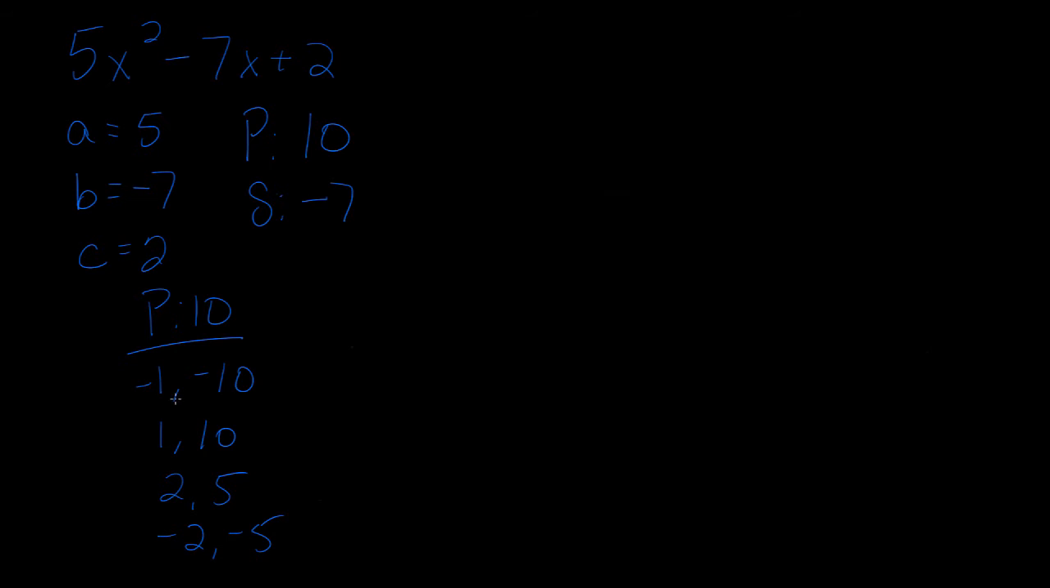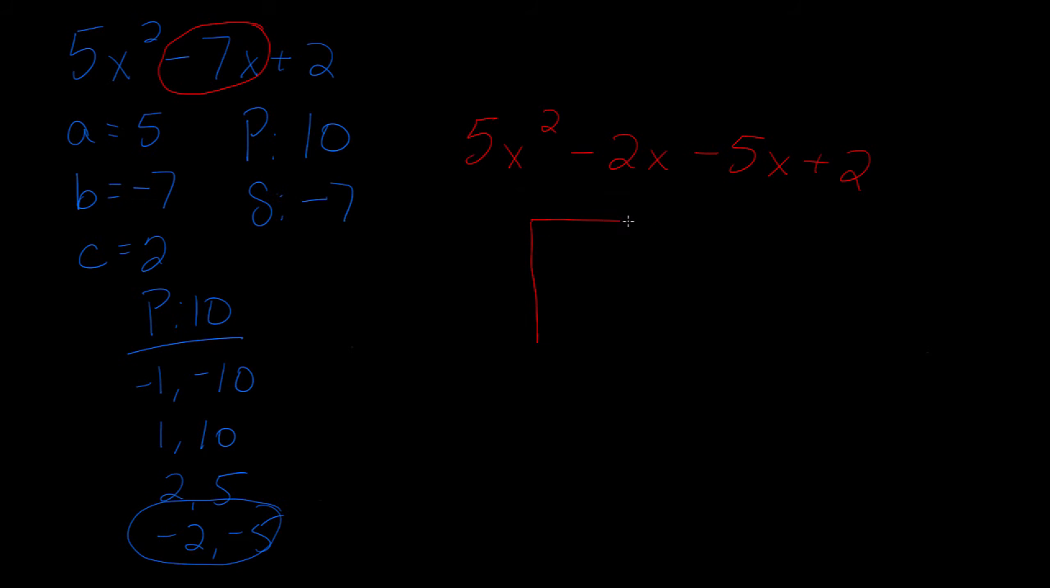All right, so -1 and -10, that doesn't add up to -7. 1 plus 10, that's 11. 2 plus 5, that's 7. And -2 plus -5, that is -7. So those are the two numbers that I need. So now I'm going to go back to the original problem, but instead of writing -7x, I'm going to rewrite it with my two new numbers. So we would have 5x squared minus 2x minus 5x plus 2. Now I'm going to draw my box.